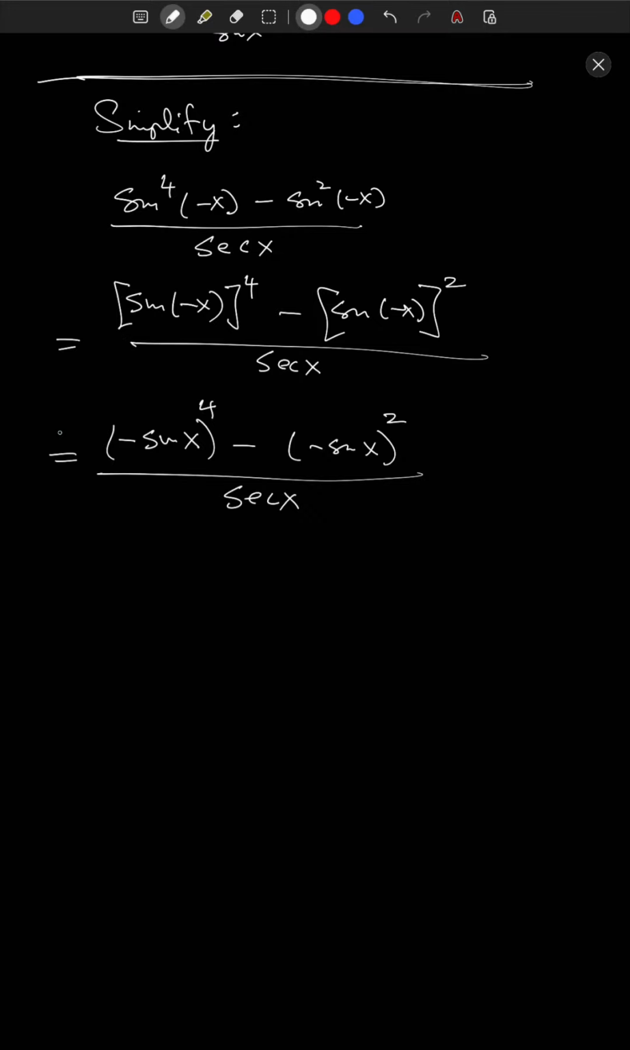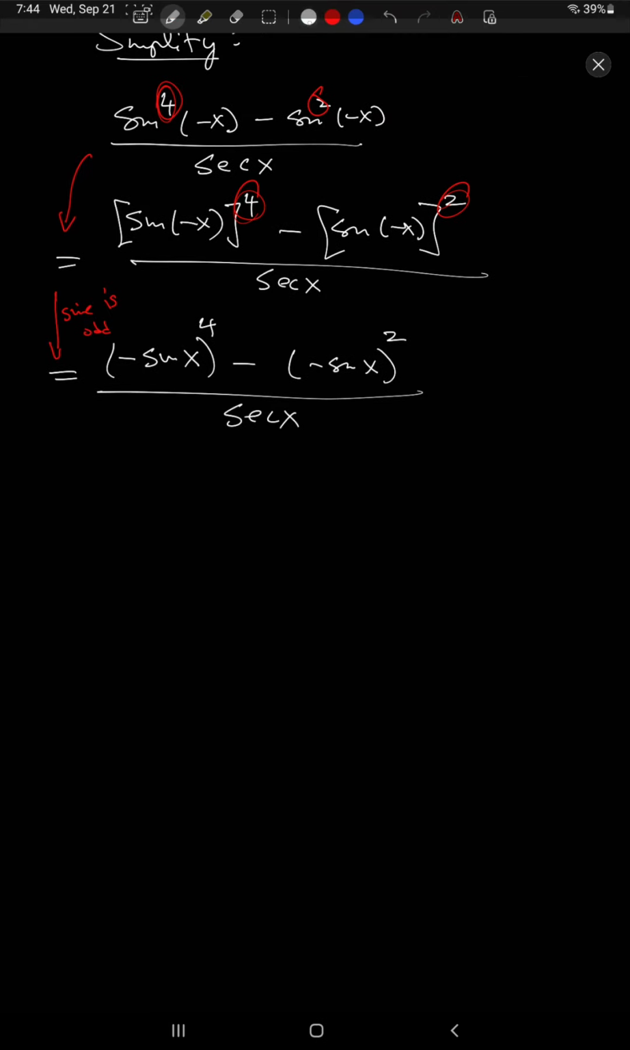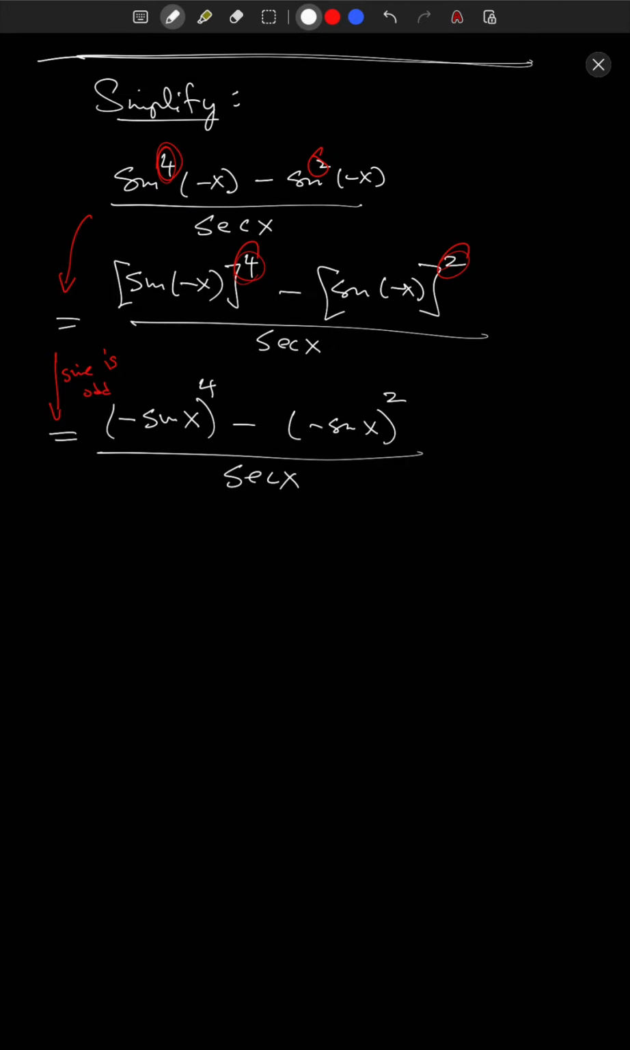So in this step, to go from here to here, I've used sine is odd. And to go from here to here, I've just used the definition of the notation, sine to the fourth means that, sine squared means that. Okay. All right, luckily for us, these minus signs just disappear because we have even powers. So this is sine to the fourth x minus, that one has a power of 2, so this is just sine squared of x over secant of x.